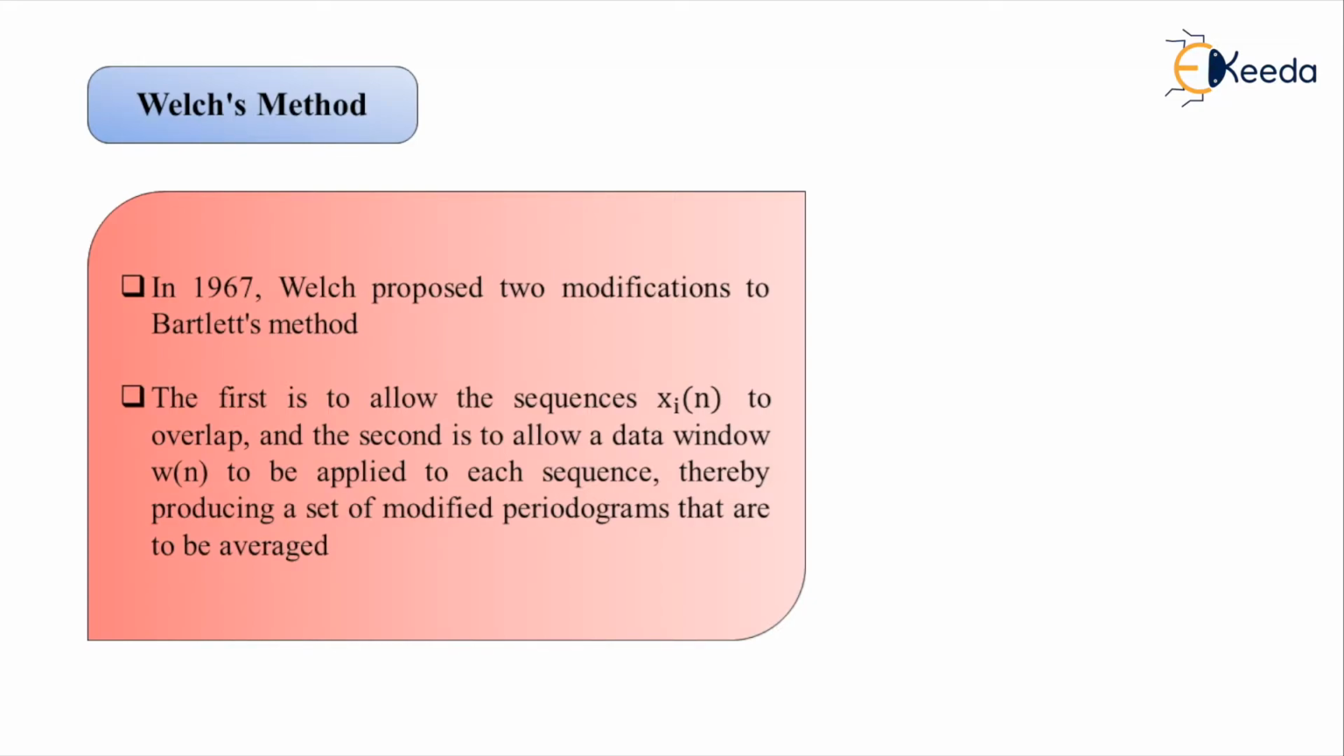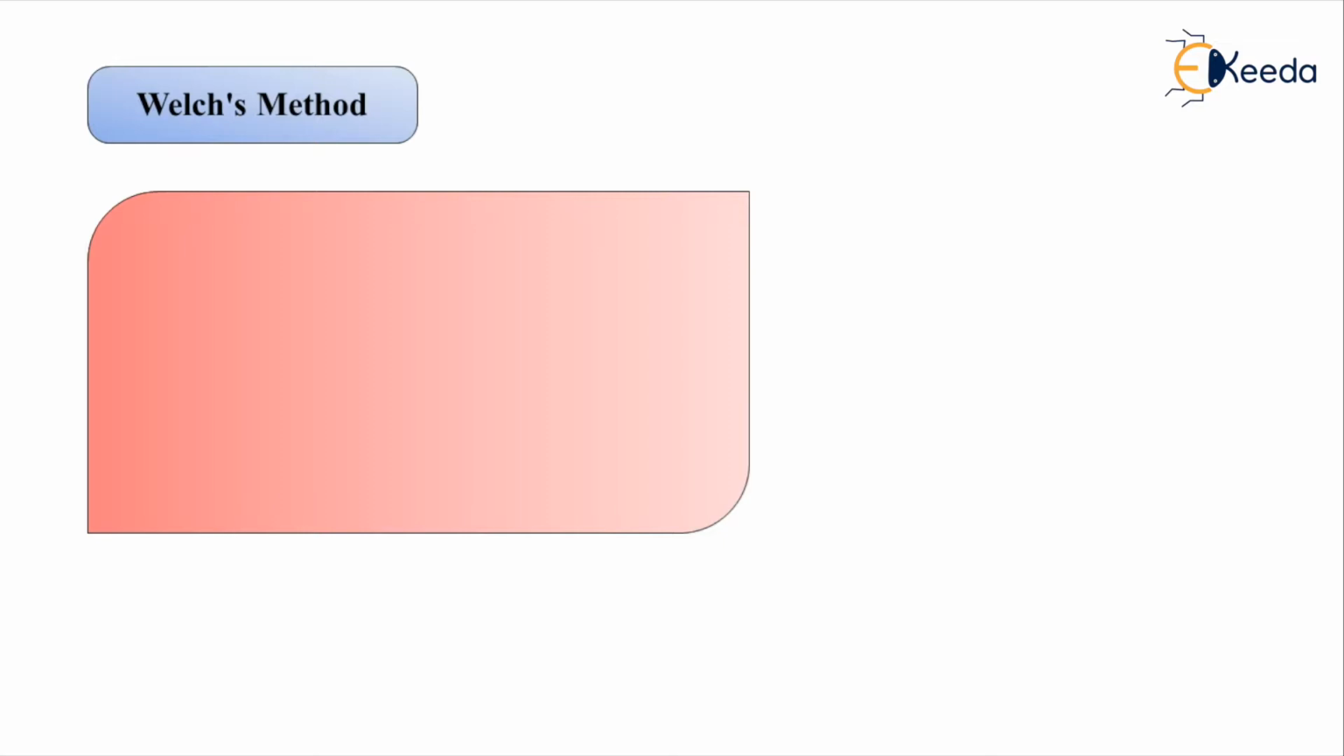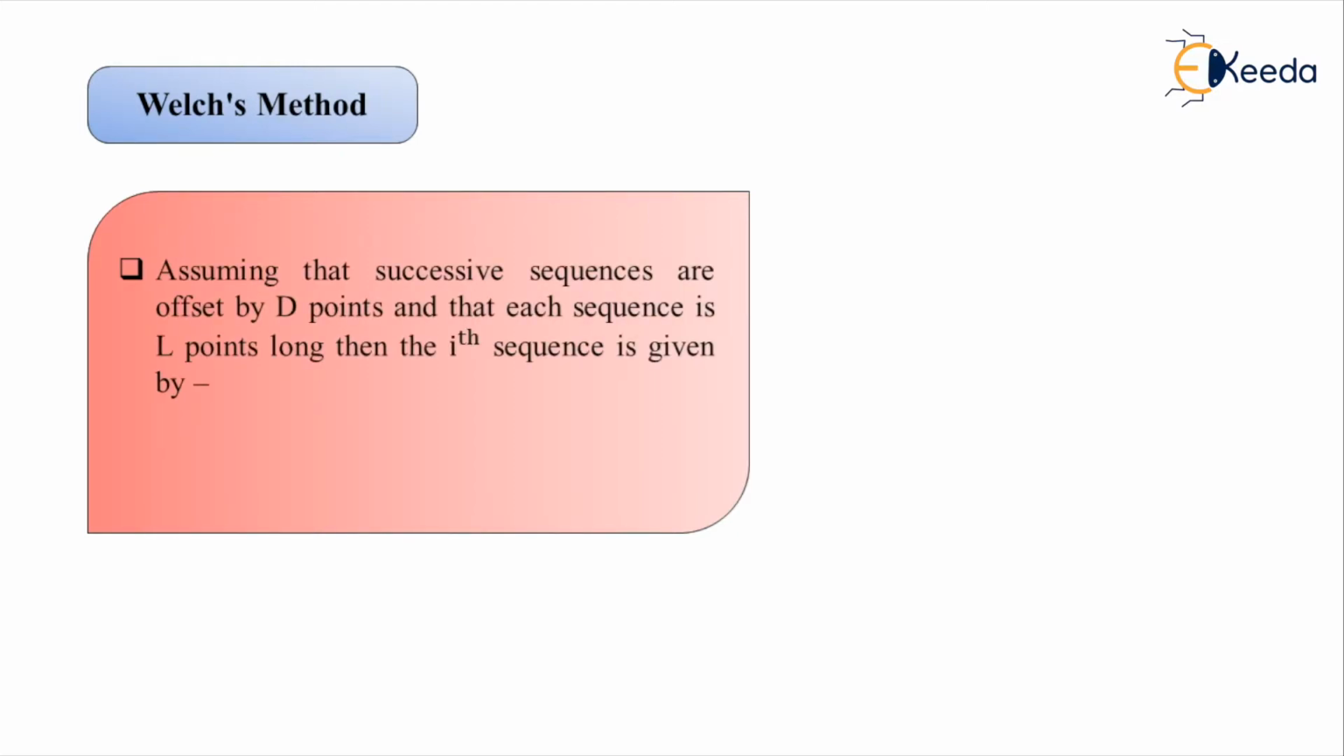Now moving further, for Welch's method, the assumption is that the successive sequences are offset by capital D points, and that each sequence has a length of capital L points. Then the ith sequence for the discrete time representation can be given by this mathematical expression: x suffix i as a function of n equals x as a function of n plus i times D.